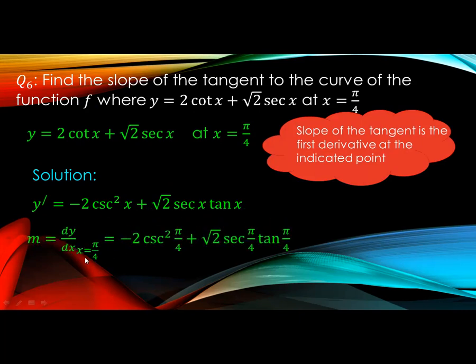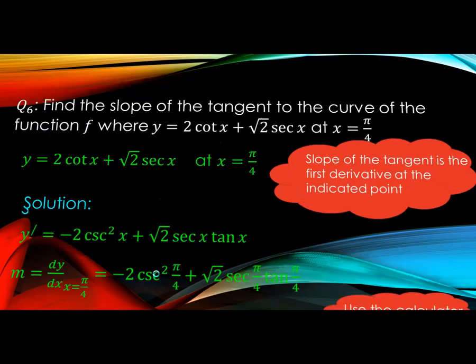And by substituting the value of x that is equal to pi over 4 we get the slope of the tangent. The slope we label by m. It is equal to dy by dx at x equals pi over 4, which equals negative 2 cosec square pi over 4 plus root 2 sec pi over 4 tan pi over 4. And you can use the calculator to find the value of the slope, that is equal to negative 2. The request is to find the slope, so the slope of the tangent at x equals pi over 4 is negative 2.